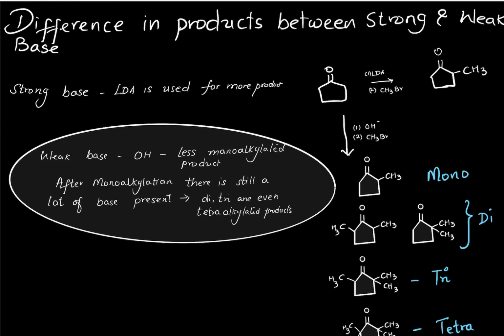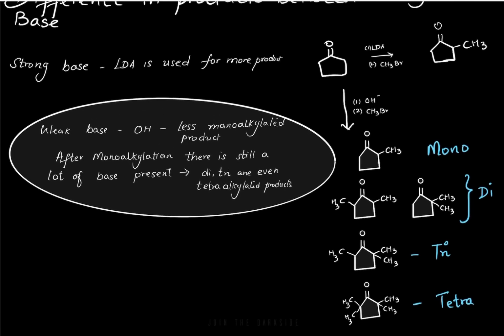So you can see that after the monoalkylated product is formed, there is also going to be some amount of base present, which is going to grab the hydrogens in here, and here. Accordingly, it's going to form the di-substituted product, and then both of these hydrogens can also be abstracted by the base, and it's going to form the tri as well as tetra substituted product. So if you want to get only one product, LDA is the best base that you can use.